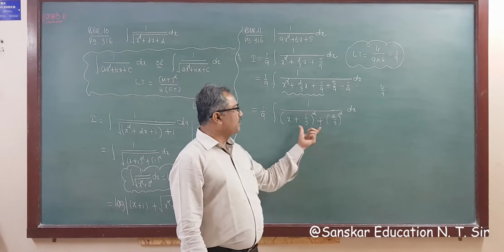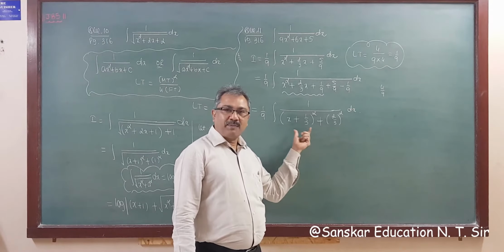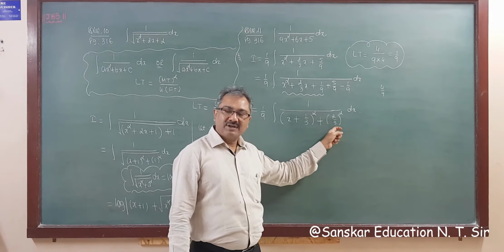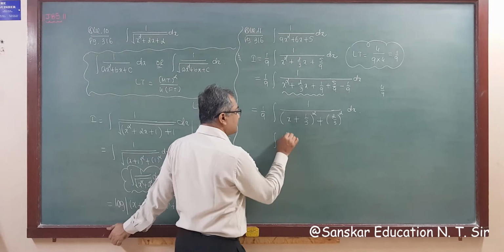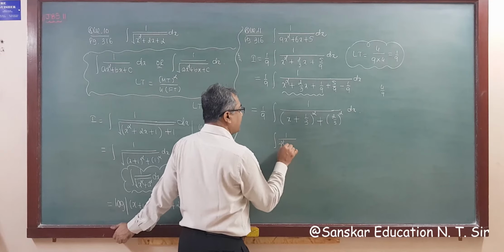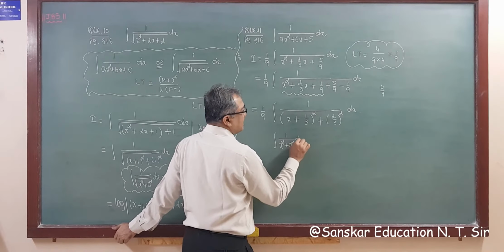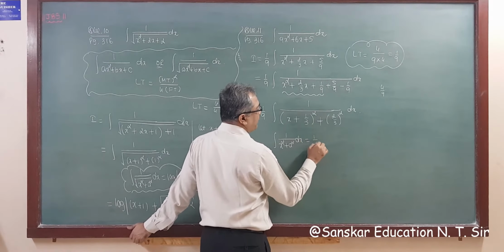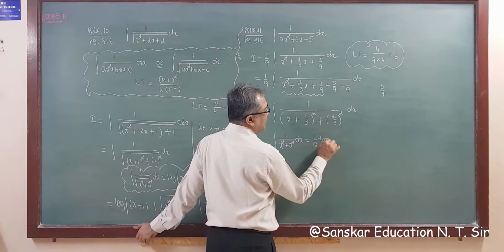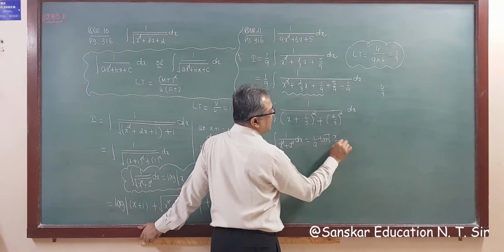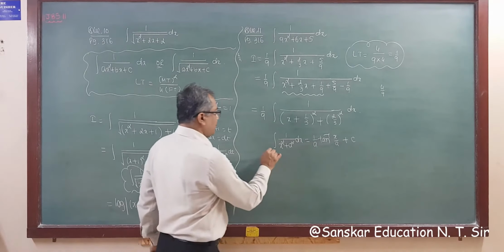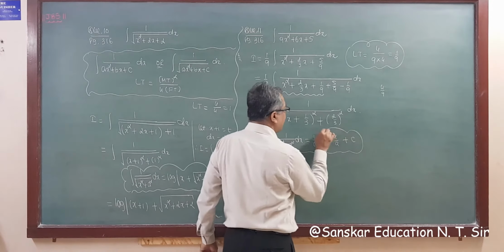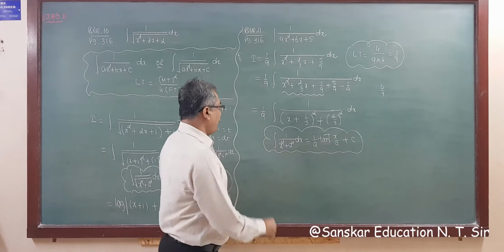So now this is of the form 1 upon x square plus a square, right? That is 1 upon x square plus a square type. So integration of this, 1 upon x square plus a square dx, is 1 upon a tan inverse x by a plus c, is the answer of this type, right? So applying this formula, what we get?